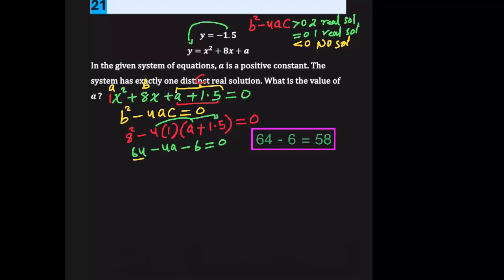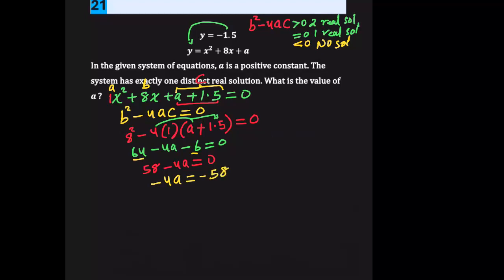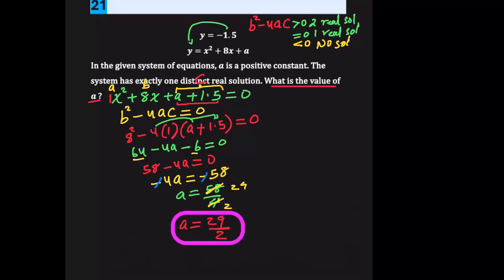We combine the constants and have 58 minus 4a equals 0. Subtract 58 on both sides, so we have negative 4a equals negative 58. The negatives cancel out, and we have a equals 58 over 4. Divided by 2, 58 becomes 29 and 4 becomes 2. So the value of a is 29 over 2, and that's the value of a.